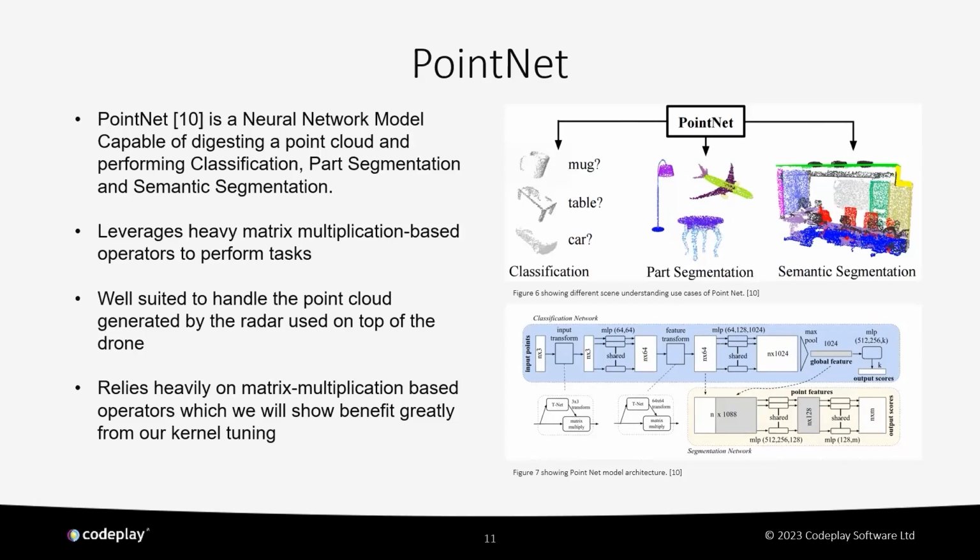So the PointNet model is a neural network model capable of digesting a point cloud to perform classification, part segmentation, and semantic segmentation tasks. In this network architecture, we can see how heavily it relies on matrix multiplication-based operators to perform tasks which benefit greatly from the embedded accelerators on the embedded Jetson device. This makes it perfect to handle the point cloud generated by the radar. Additionally, the matrix multiplication-based operators it relies so heavily on are some of the kernels which exported template parameters that we can tune.